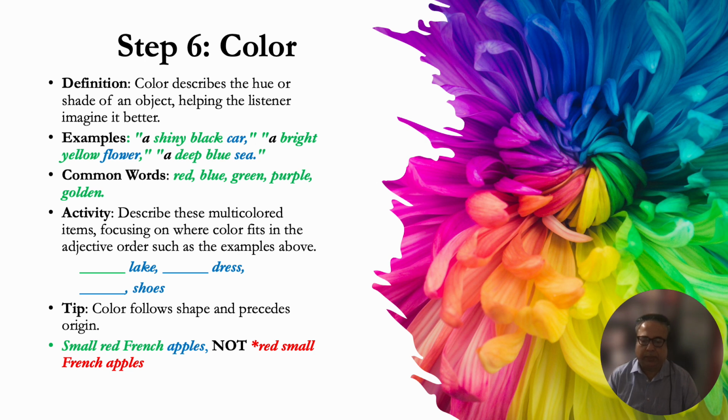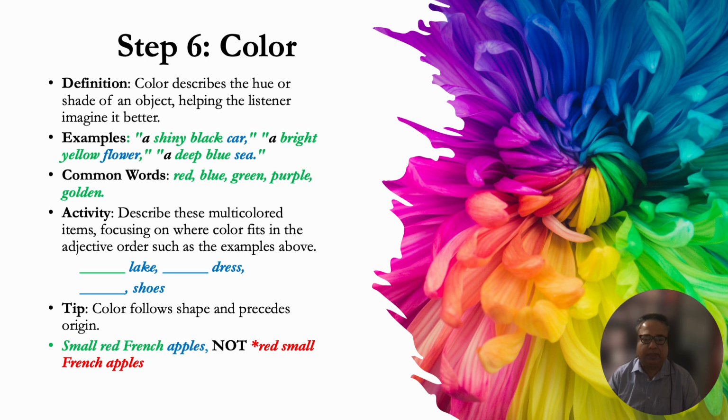Number 6 is color. Color adjectives describe the shade of an object, right? They're very visual. When you say a big red balloon, then the listener or the reader, if you write the sentence, knows that it's a red balloon, it's not a green balloon. A shiny black car, a bright yellow flower, a deep blue sea. These are some examples of color adjectives. Some common words are red, blue, green, purple, golden, orange, black. These are all colors.